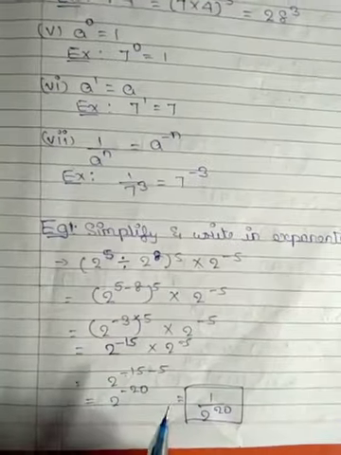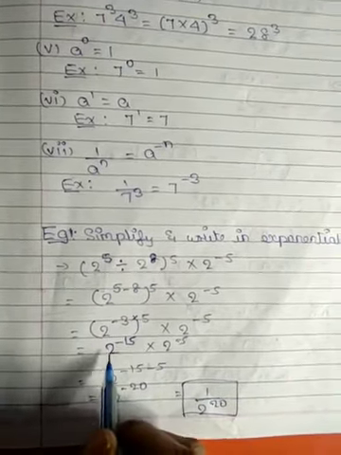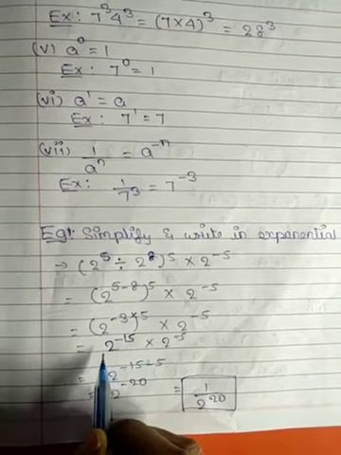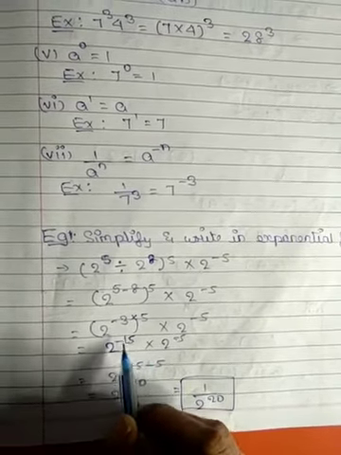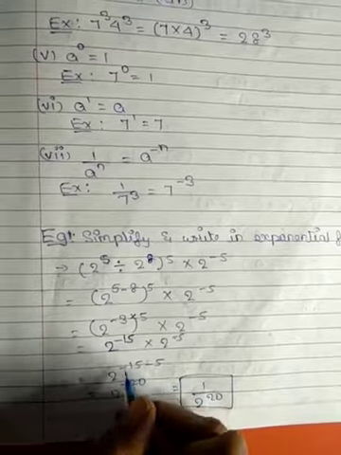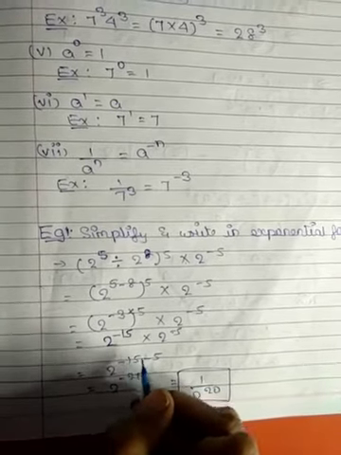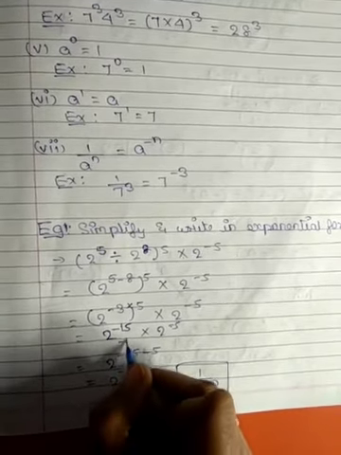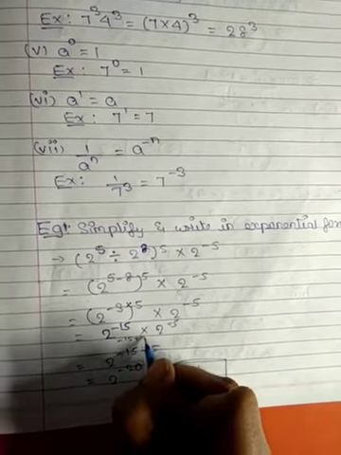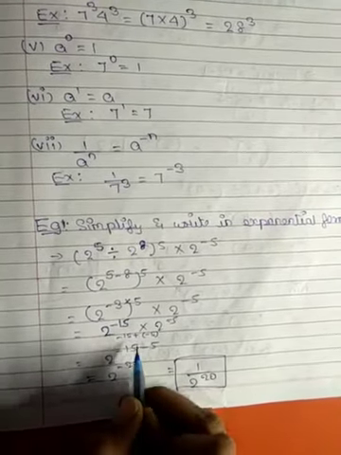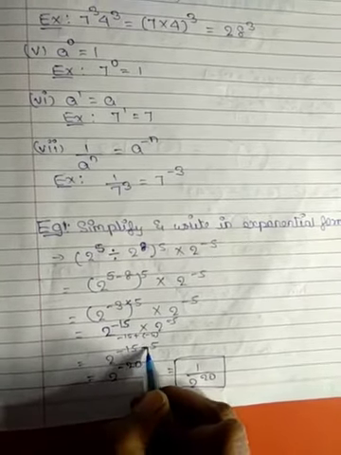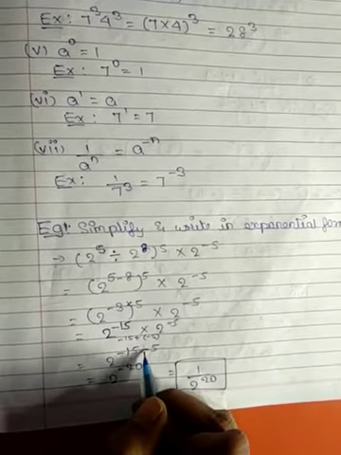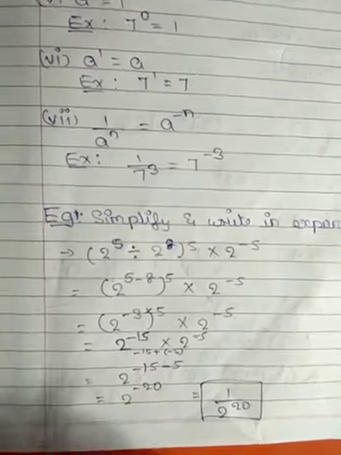Now what is the another law that we have studied for multiplication? If multiplication is there and both the bases are the same, their exponents will be added. So here it would be minus 15 plus minus 5, which I have written as plus minus, you know that it is minus. So I have written it as minus 15 minus 5.